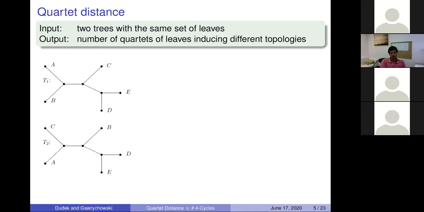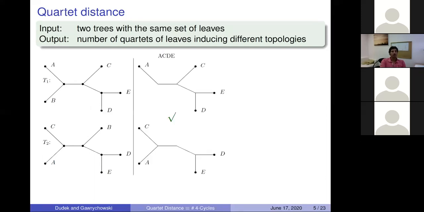As an example, if you consider those 2 trees, T1 and T2, on leaves A, B, C, D, E, then when you think about quadruple A, C, D, E, they induce the same shape. Because A and C meet first in both trees, and on the other side you have D and E. So it's the same shape, even though here it's 1 edge, and here it's 2 edges actually in the tree, but this is not important for us. Only the shape is important.